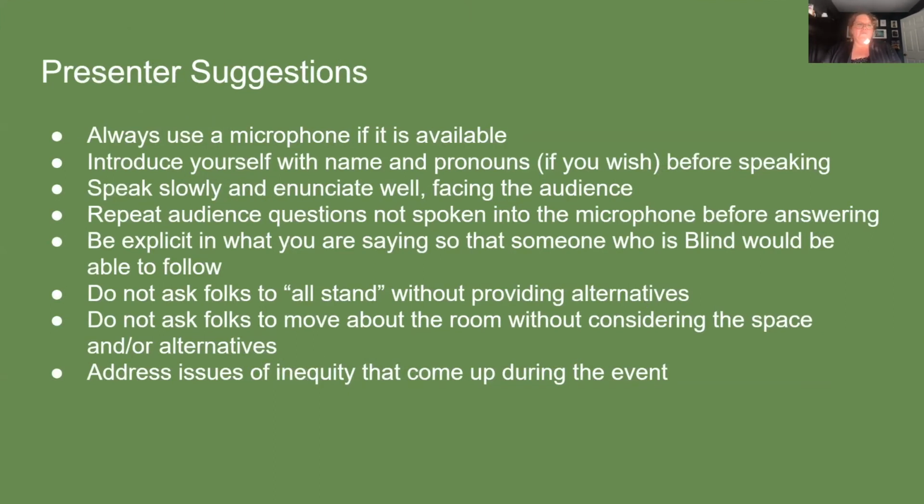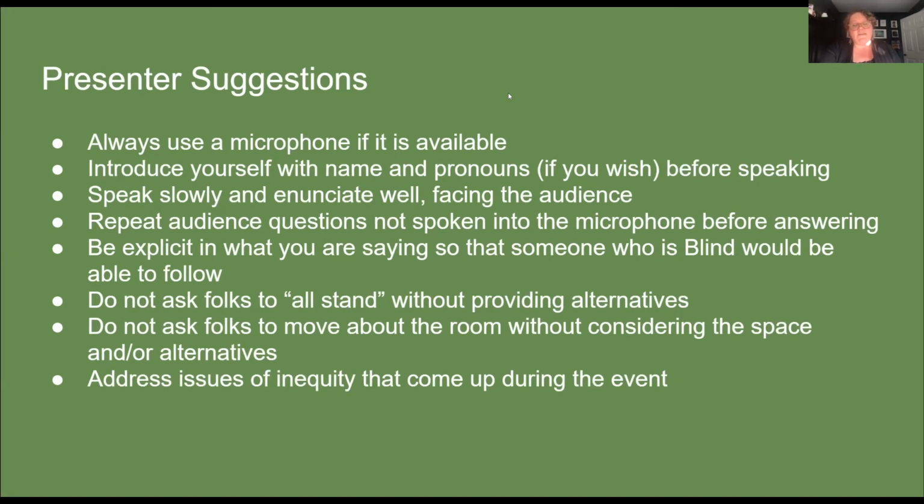All right, so for presenter suggestions, and some of these show up in the guide, but I'll tell you, one of my pet peeves is going to a conference, and gosh, this happens at conferences about disability access, where folks have access to a microphone and they say things like, oh no, I don't need that, thank you. Or I speak loud enough for everyone. The microphone should definitely be available if you can make it available. And if it is available, please use it. That's a way to create more access for everyone.